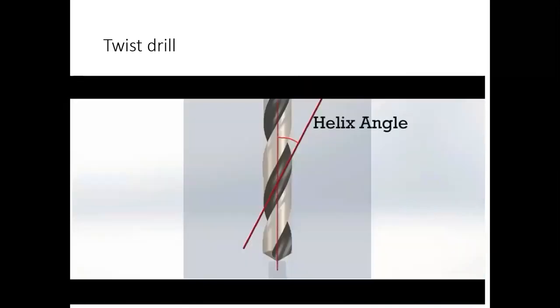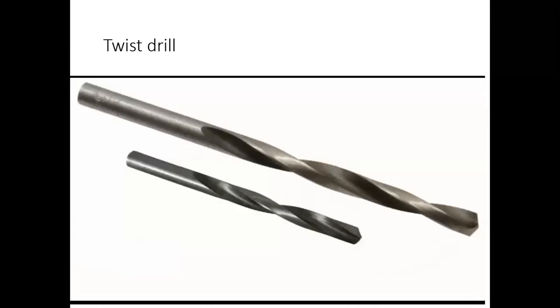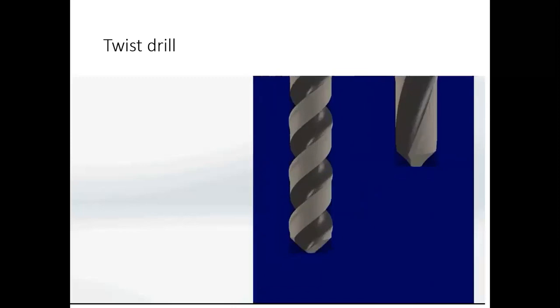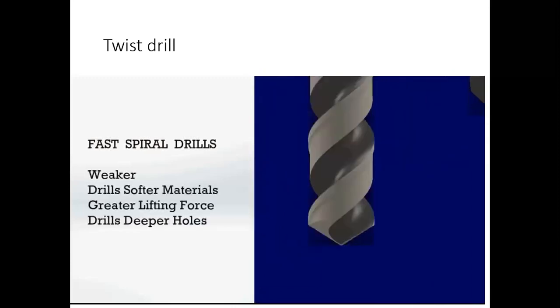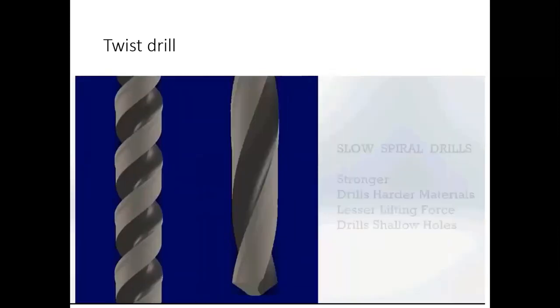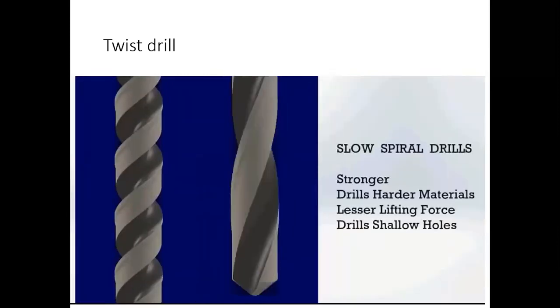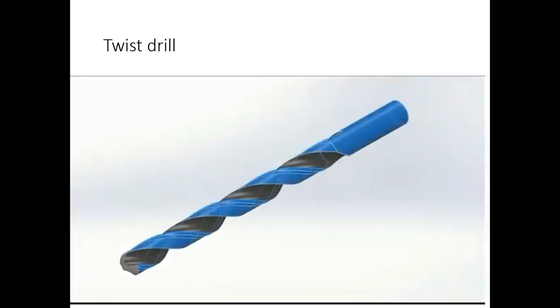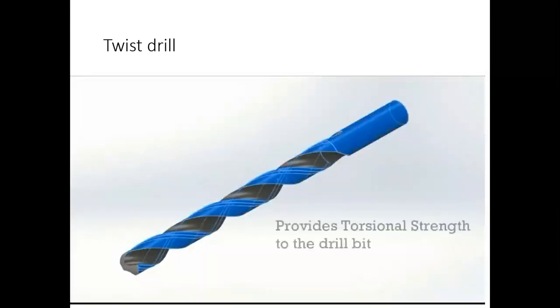This is the helix angle of the flute. Drill bits with smaller helix angle are called slow spiral drills, while those with larger helix angle are called fast spiral drills. Fast spiral drills are weaker, but they provide better lifting power, so they are used in deep holes. The stronger, slow spiral drills are limited to shallow holes. The part of the body between the flutes is the land. This is the part that provides torsional strength to the drill bit.